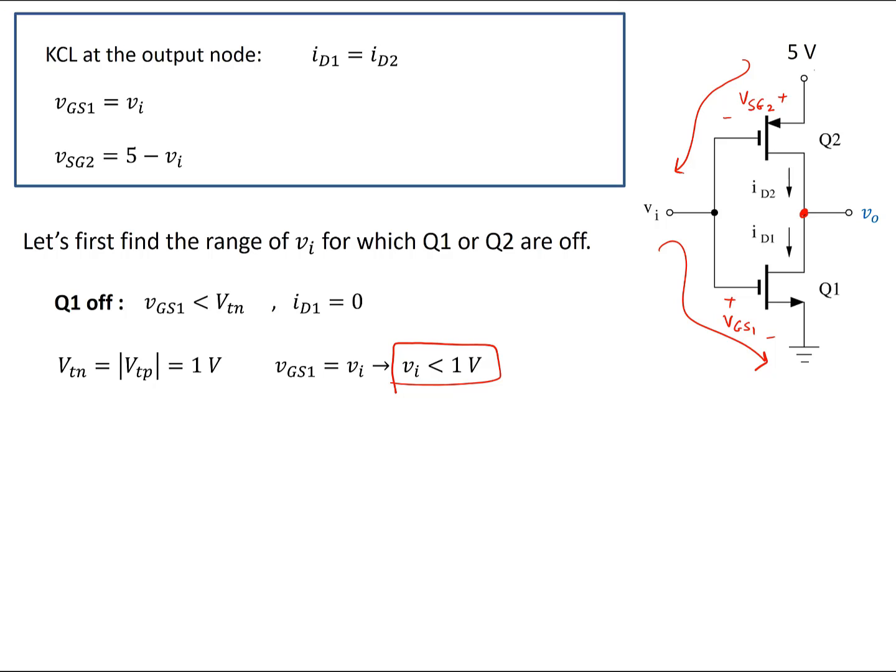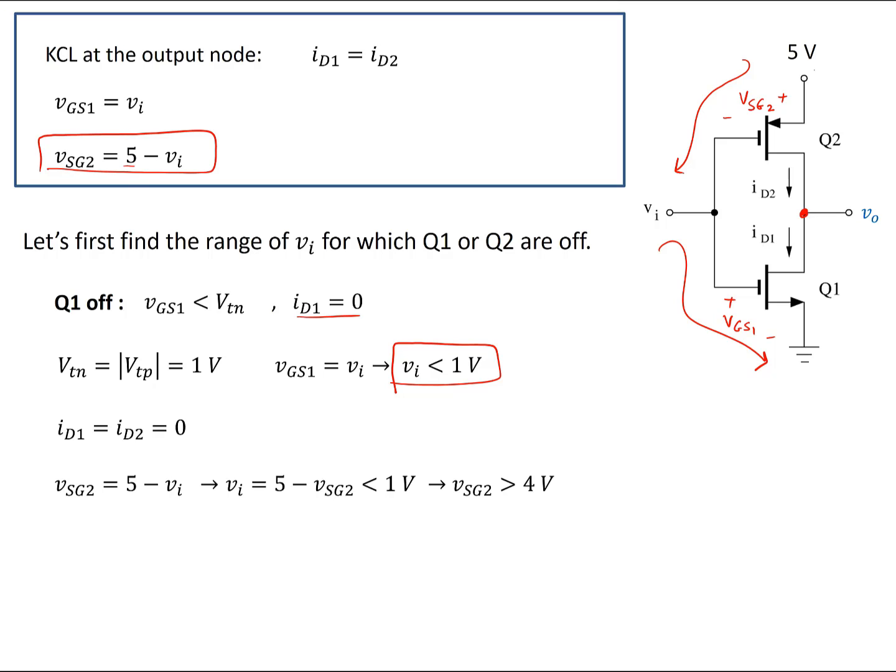Let's check the status of Q2. I know that ID1 and ID2 are equal to 0 because one of them is 0, the other one is also equal to 0. I also have this KVL here. VSG2 is equal to 5 minus VI. From there, because VI is less than 1 volt, VSG2 is greater than 4 volts. So I need to check if Q2 is on or not. Because VSG2 is greater than 4 volts, it's definitely greater than 1 volt.